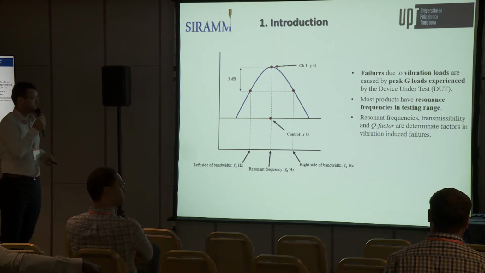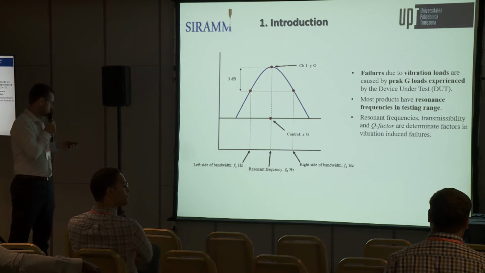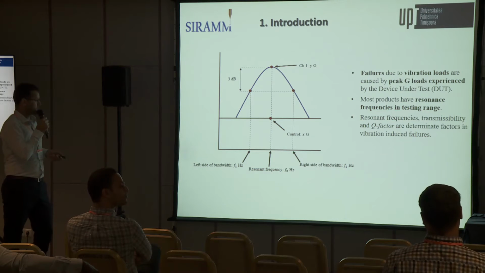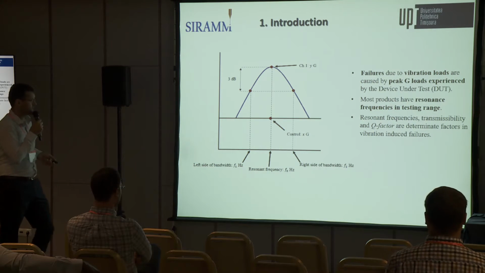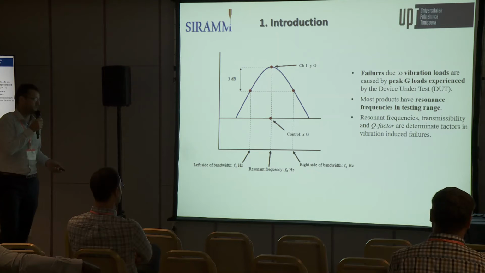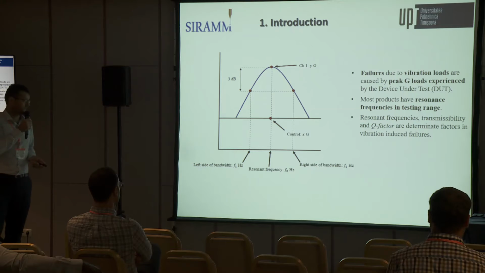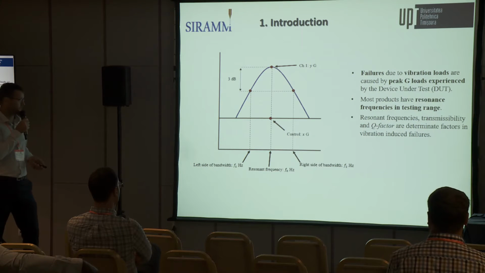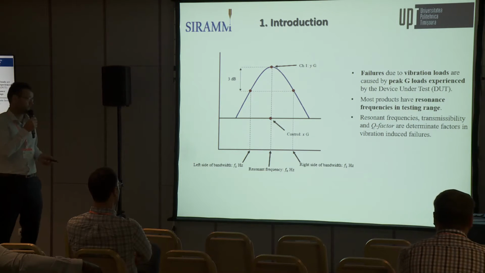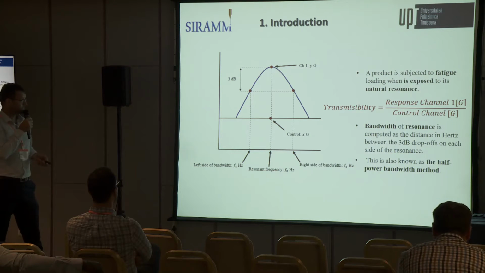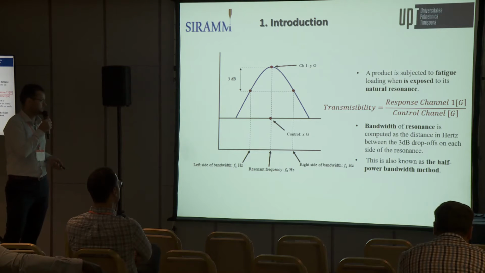The failures due to vibration loads are caused by the peak G loads experienced by the device under test. Most products have a resonance frequency in the testing range. Resonance frequency, transmissibility, and Q factor are determining factors in vibration-induced failure. A product is subjected to fatigue loading when it is exposed to its natural frequencies.